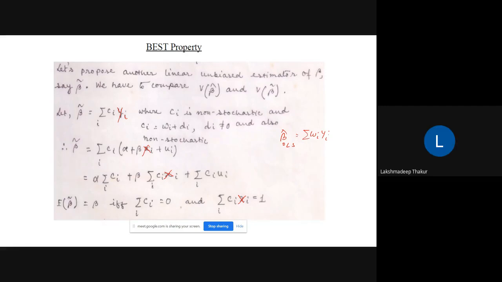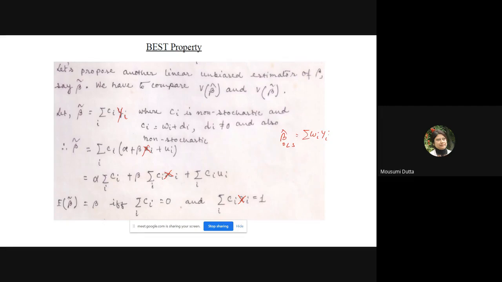Okay, I want a linear unbiased estimator, an alternative linear unbiased estimator. So it is preferred that you will consider summation. However, remember that DI can be positive or negative. It is a non-zero, non-stochastic part. That's all.